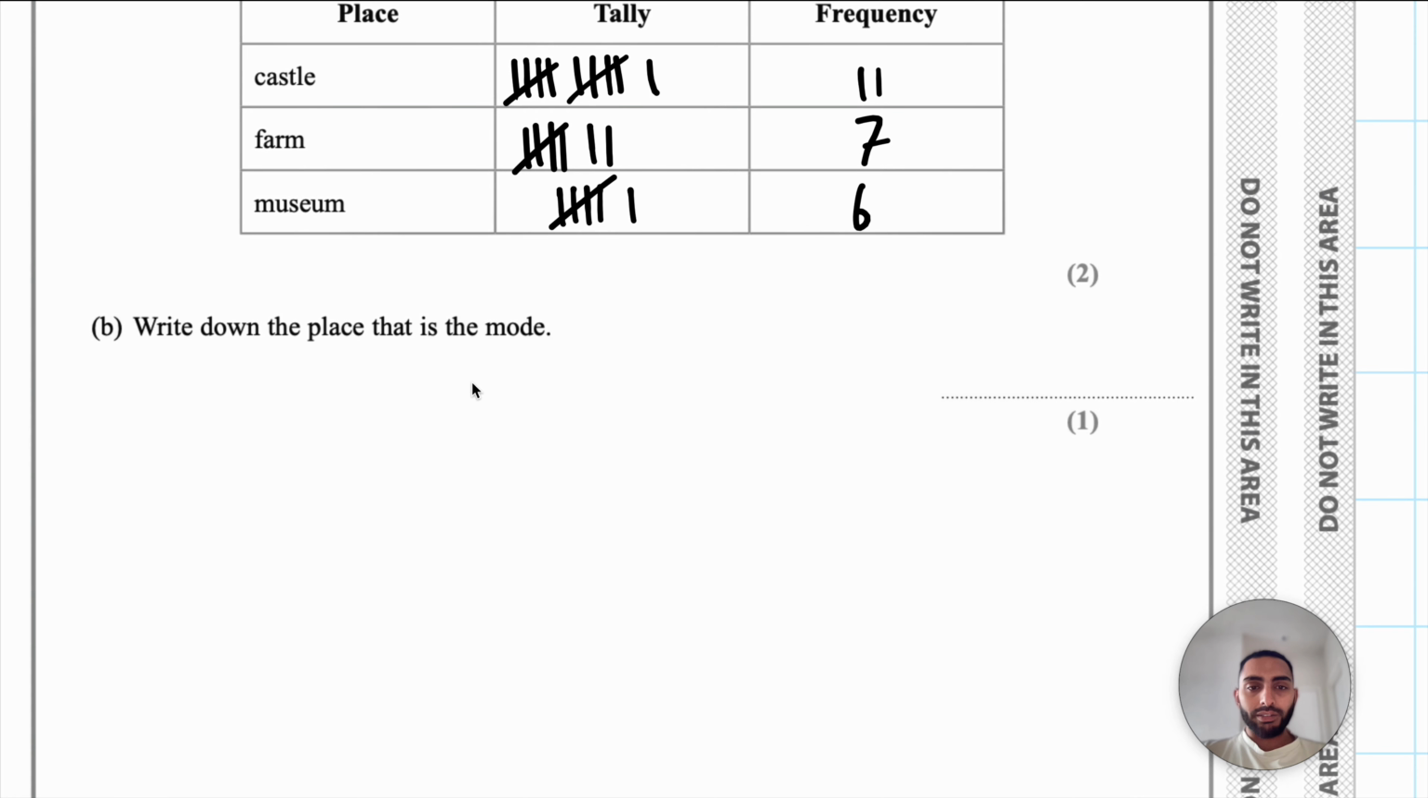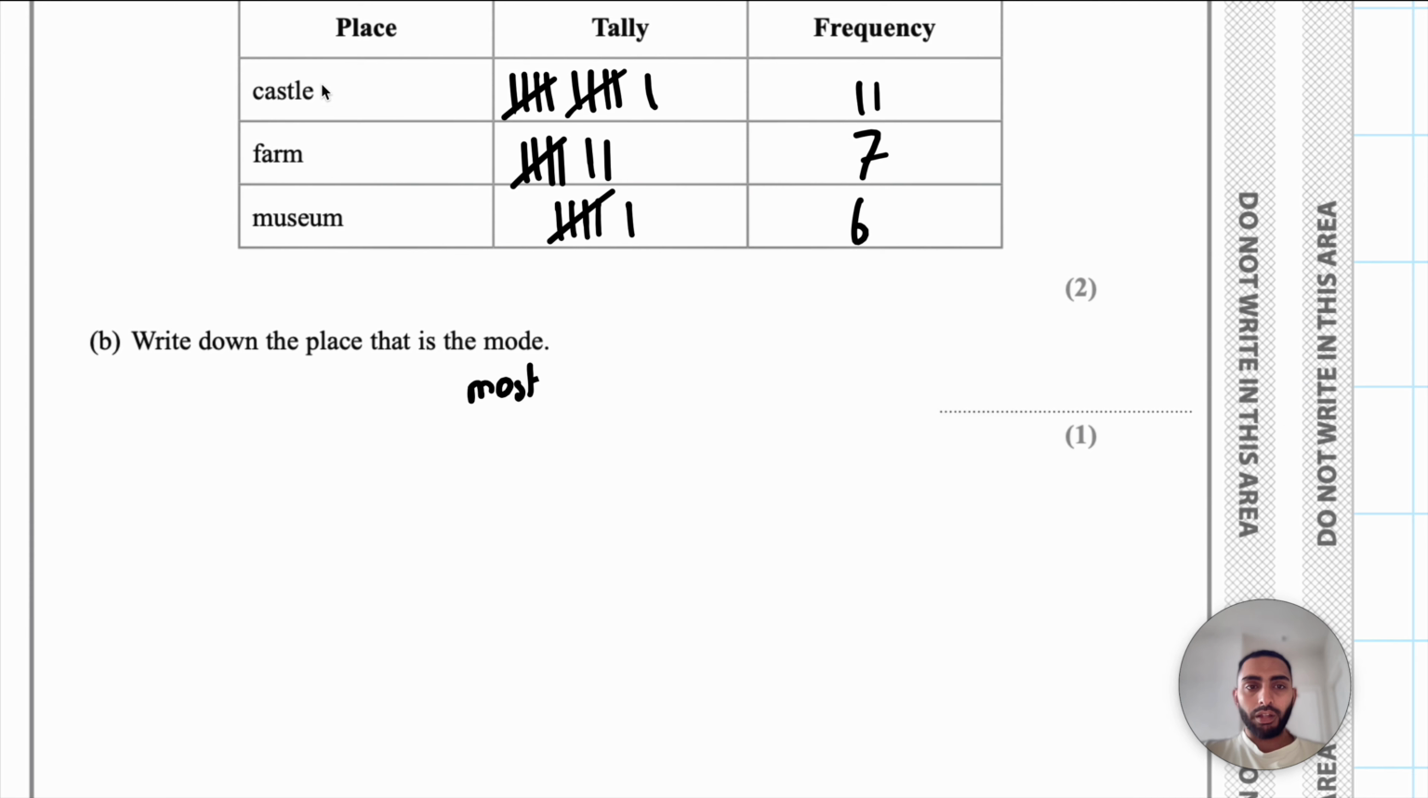Part B, write down the place that is the mode. The mode is just the most common number, which is the most popular. So here, the place that would be most popular would be the castle.